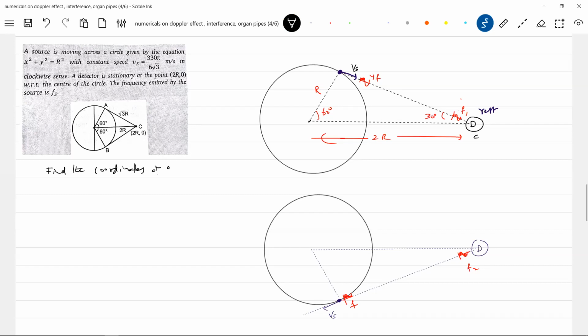Find the coordinates of the source when the detector detects maximum and minimum frequency, and those values also, the corresponding frequencies.